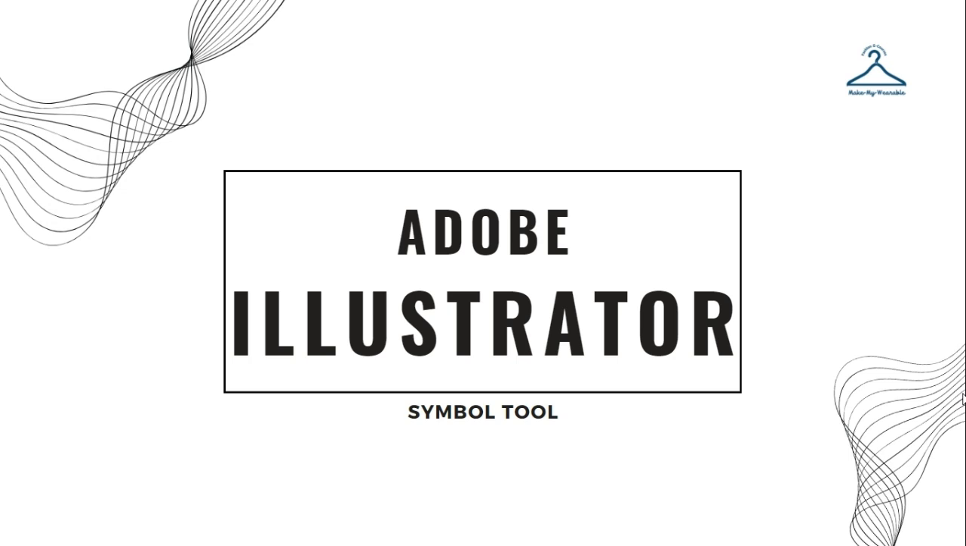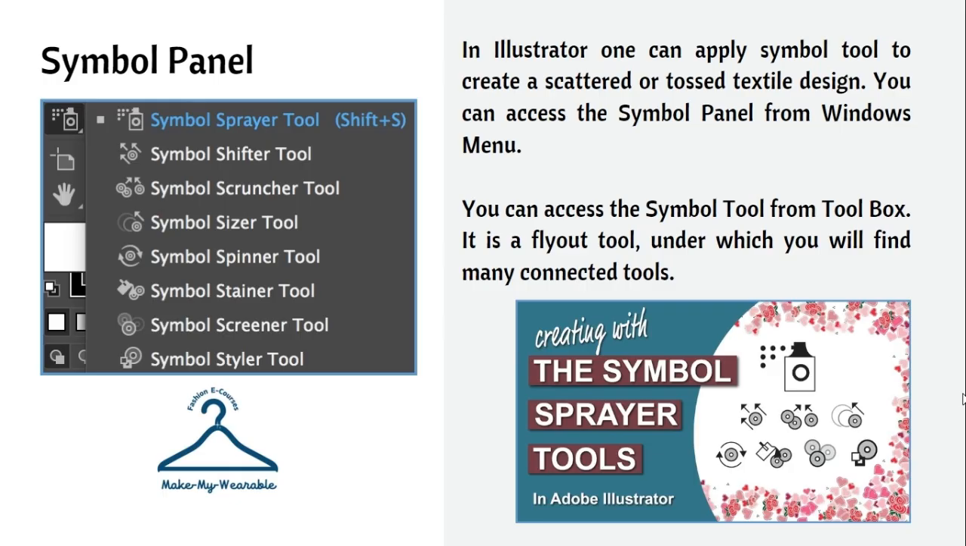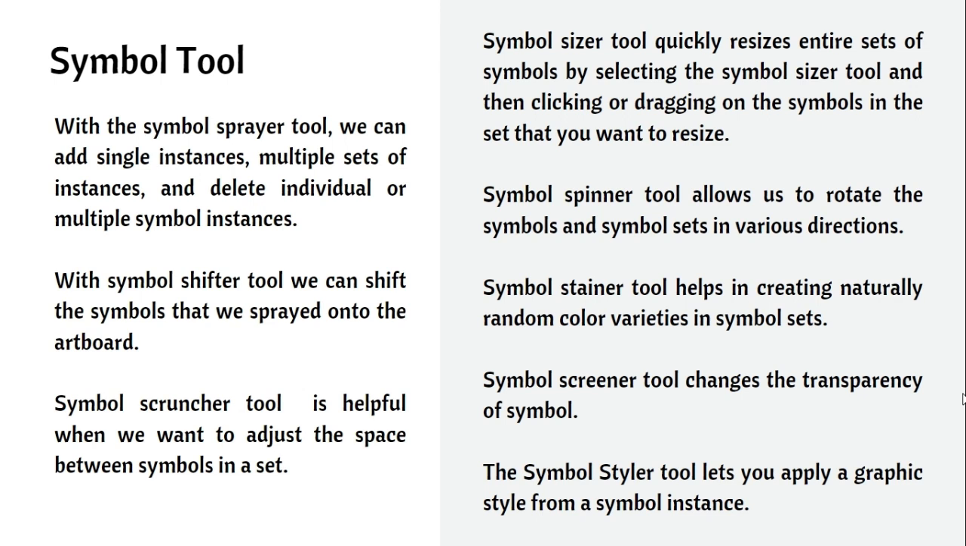Hello everyone, in this lesson I will teach you how to use the tools under symbol tool in Adobe Illustrator. The symbol tool has a set of tools which can be used to spray symbols on the artboard or manipulate symbols. The symbol panel can be accessed from Windows menu. The symbol tool can be accessed from the toolbar. The symbol sprayer tool lets you quickly add multiple instances of a symbol to your artwork.